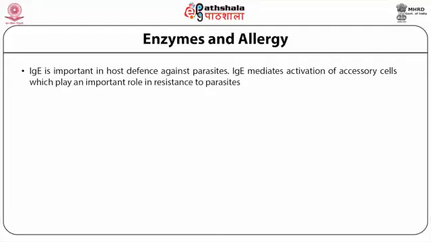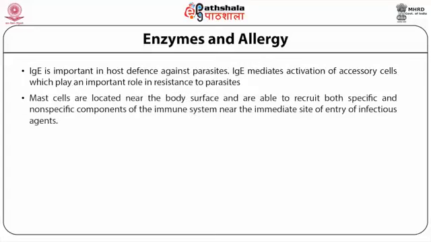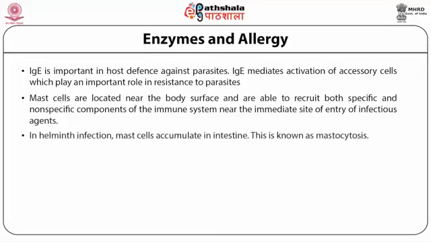IgE mediates activation of accessory cells which play an important role in resistance to parasites. Mast cells are located near the body surface and are able to recruit both specific and non-specific components of the immune system near the immediate site of entry of infectious agents. They can cause muscular contraction which can lead to expulsion of pathogens from lungs or gut. In helminth infection, mast cells accumulate in the intestine. This is known as mastocytosis.